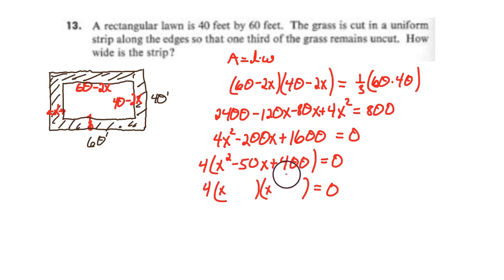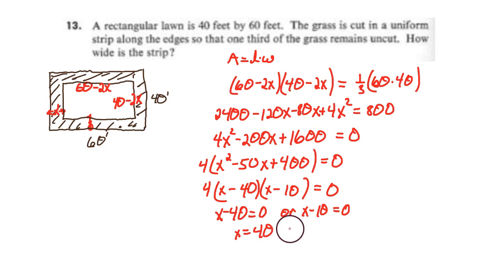X times x is the x squared, and we need two numbers that multiply to positive 400. Looking in the middle, I see the sum of them is negative 50, so they both have to be negative numbers. And they have to add up to 50. How about going with 40 times 10 makes 400? Now take each variable factor and set it equal to 0, and solve each of these linear equations. X equals 40 or x equals 10.